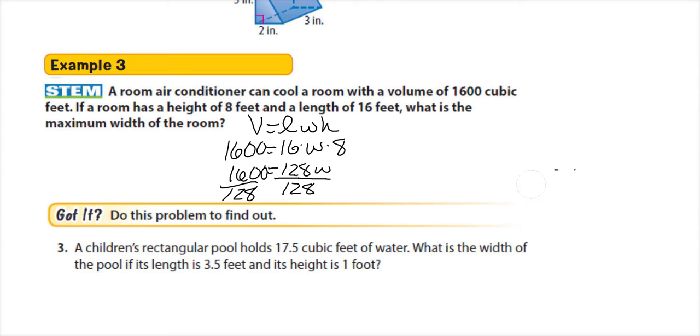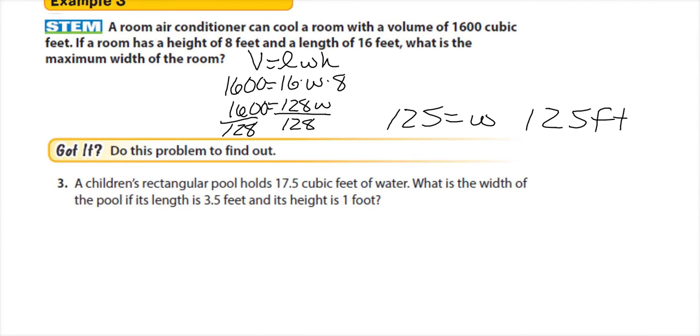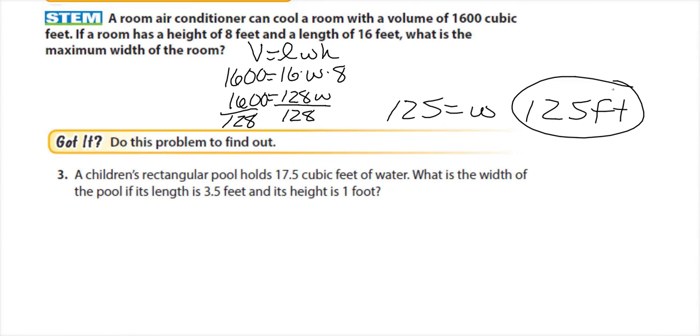Always check for reasonableness, right? 125. There we go, equals W. So 125 feet. Now remember, it's only in feet because we didn't find the volume. We found a dimension. So here we go on that one. Let me circle that, to make sure we can find it when we look back.